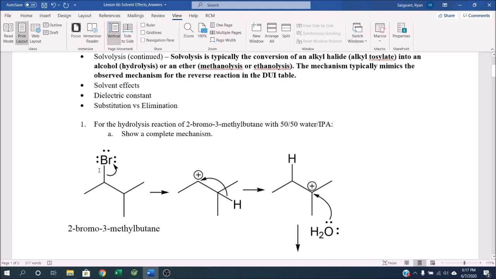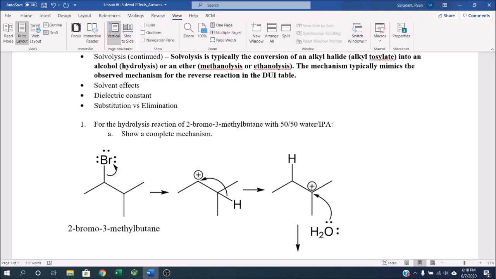So the first step right here in the solvolysis is that the bromide leaves to form a carbocation. Whenever you have a secondary carbocation, you have to check both neighboring positions. Over here on the left is a primary position, so we definitely don't want to put the carbocation there. But on the right-hand side, if I slide this hydride over, then I can move the carbocation to the tertiary position. So this is the pathway that we expect to occur.